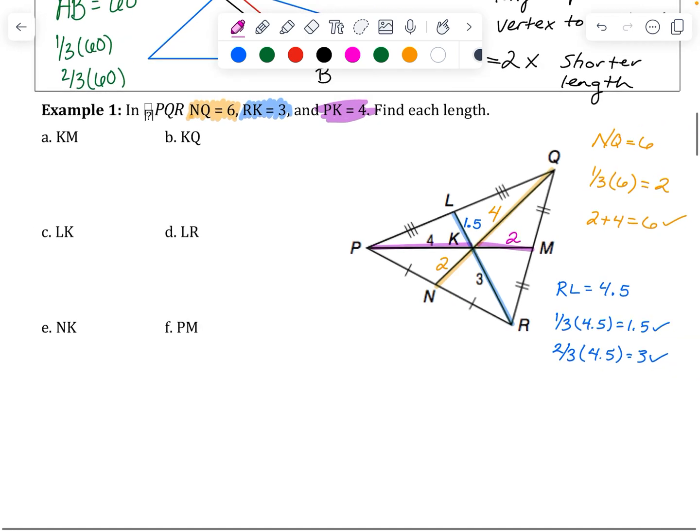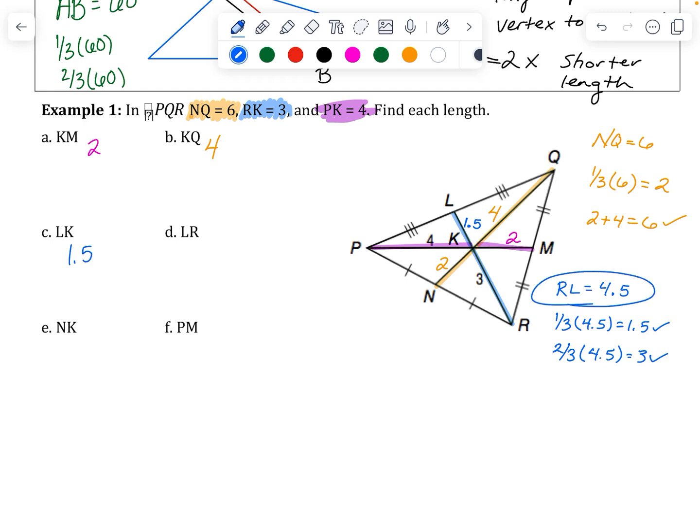So then I can start to label these. K to Q we said was 4 in orange. K to M we said was 2, that was in pink. L to K we said was 1.5 in blue. L to R, or RL, was 4.5, if you look on the right side of our triangle. N to K, we said was 2. And P to M, if I add up in purple, 4 plus 2, I'm going to get 6.